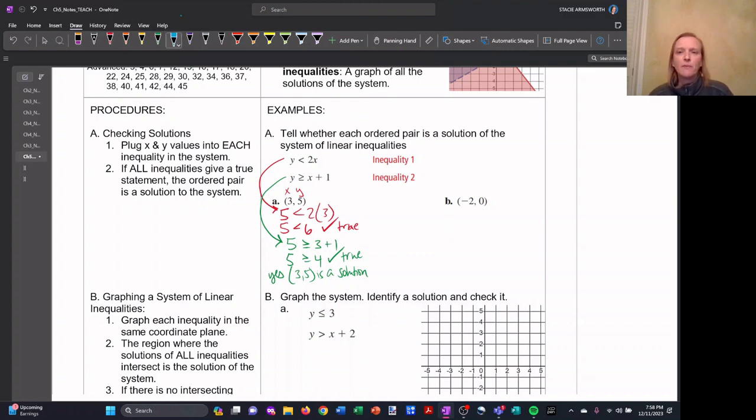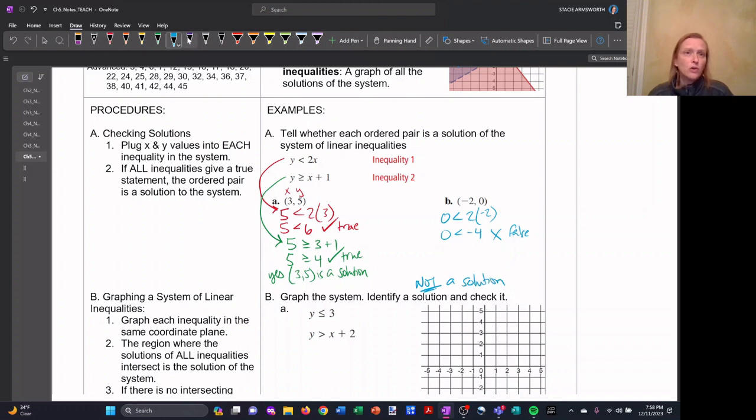Let's look at another example. Here I have an x value of -2 and a y value of 0. So is it true to say that 0 is less than -4? That is a false statement. As soon as you get one false statement, you can actually stop checking. Once you get one false statement, this is automatically not a solution to the system. So we know now that this is not a solution.